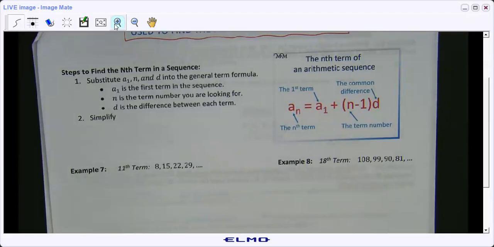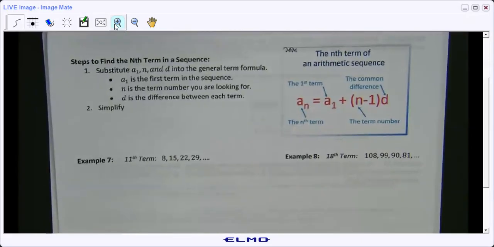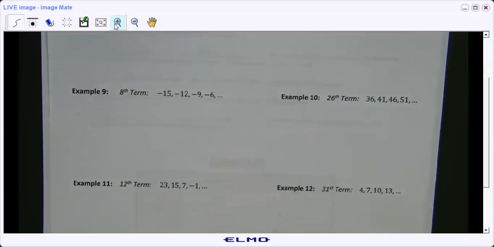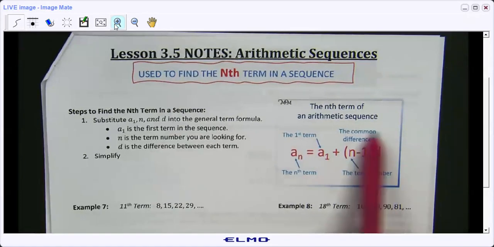Some of you may say, oh, it's not that hard to add that many times, but what if you're asked for, like on example 12, the 31st term? You definitely don't want to do that 20-something times, right? So this is the formula that we're going to use right here.